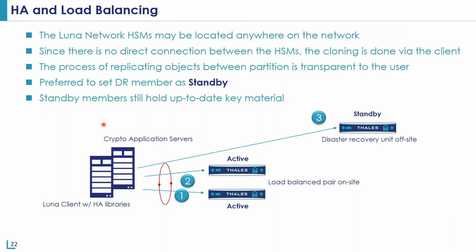As these are network HSMs, your members can be sitting in multiple data centers. They can also have an active standby configuration. So let's say two members are active, one member is standby. As long as the members are up and running, your cryptographic requests like encryption, decryption, signing, verify will be processed by your active members. But if both the members are currently down, then this standby will be promoted as active. This is again automatically tracked by your Luna client libraries.